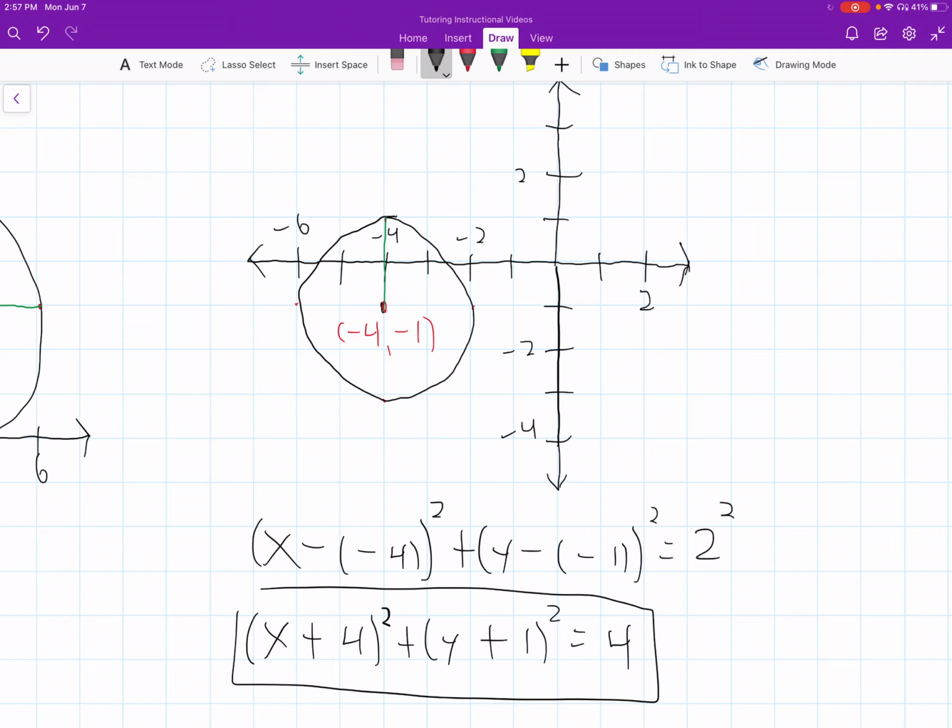Alright, so that's it for this video. This video focused on going from drawings to equations. Video 2 will show you how to do it the other way, going from a given equation to drawing the circle. So see video 2 when you're ready.